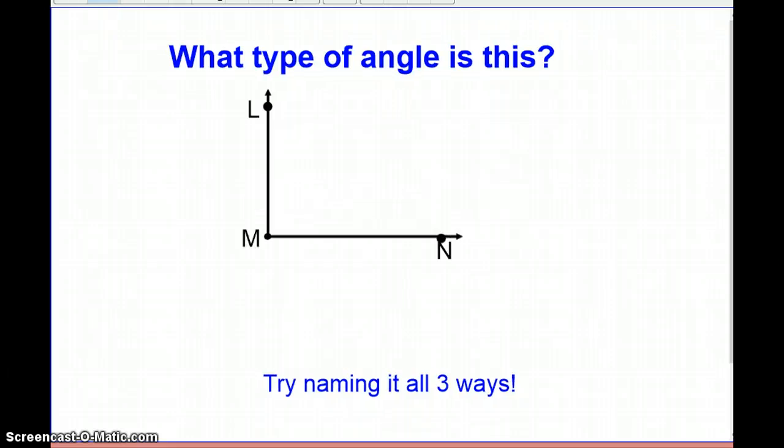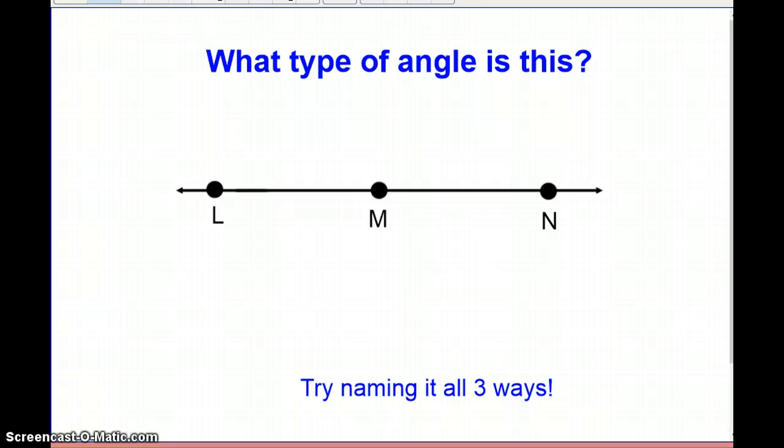Go ahead and pause and do that now. What type of angle is this? Well, what I see is a perfect square, so I know that it's a right angle. Okay, so this is 90 degrees, this is a right angle. Go ahead and try writing it.